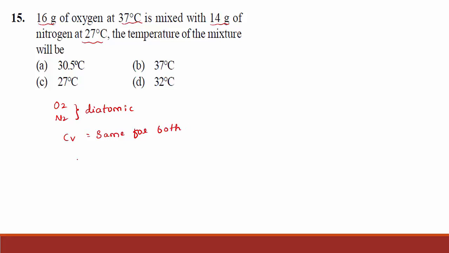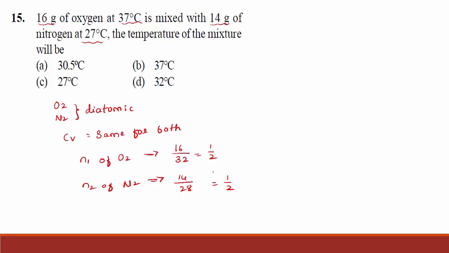So we can write the number of moles. Let us take for oxygen N1. So this is for O2. N1 of O2 is equal to mass 16 gram divided by molecular mass 32 for oxygen. So we got 1 by 2. Similarly, number of moles for nitrogen, N2, mass is 14 gram and its molecular mass is 28. So we will get again 1 by 2.